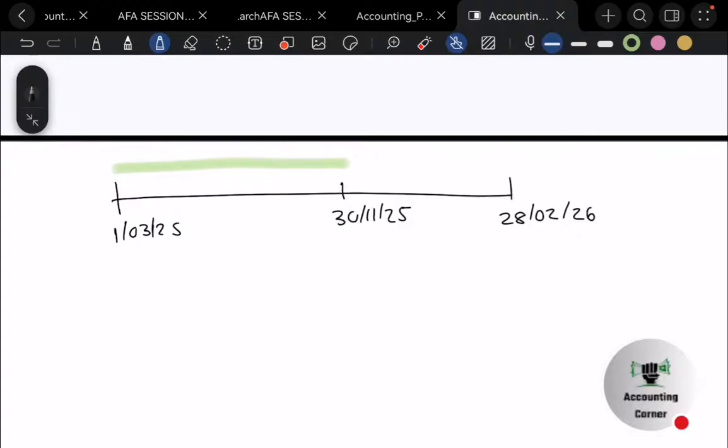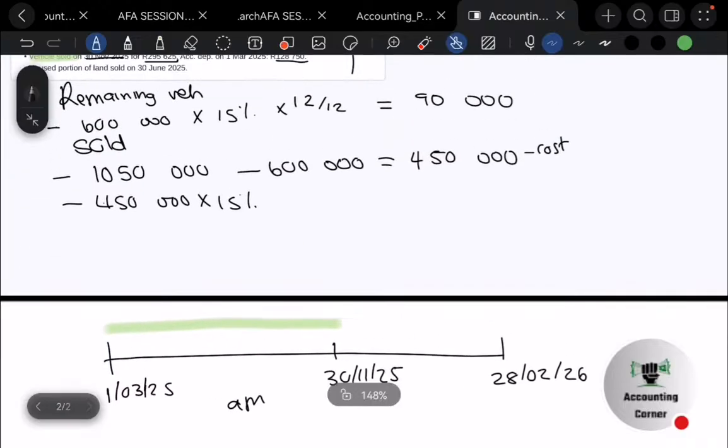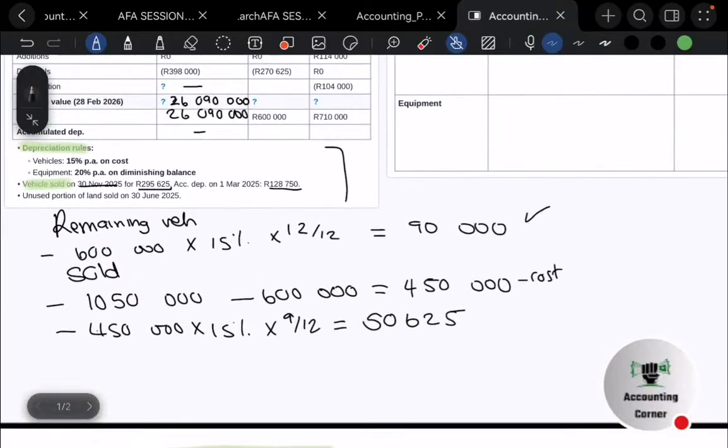So we have March, April, May, June, July, August, September, October, November. That is 9 months. Let's write that down, 9 months. So now for our calculation, we'll need to multiply by 9 over 12. We need to apportion. So that'll be 450,000 multiplied by 15% multiplied by 9 over 12. Right, and that will give you 50,625.